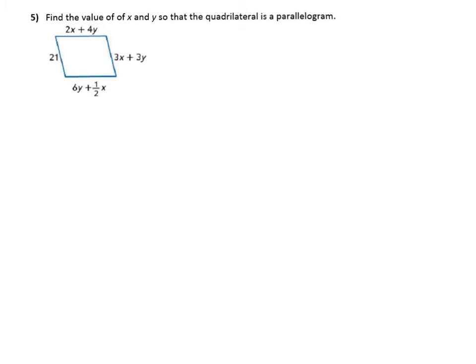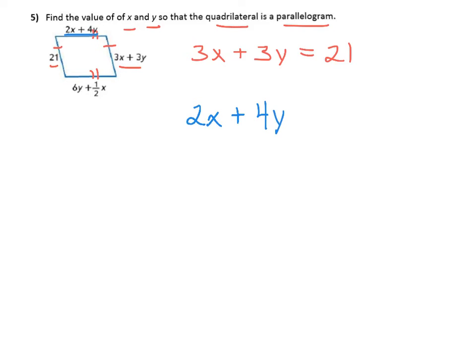So for the next example, I want values of x and y so that the quadrilateral is a parallelogram. Once again, let's just assume that it is a parallelogram. That means my opposite sides are going to be congruent. So let's jot down a couple equations. I'm going to start with that 3x plus 3y equals 21. And then we'll do that 2x plus 4y equals 6y plus half x.